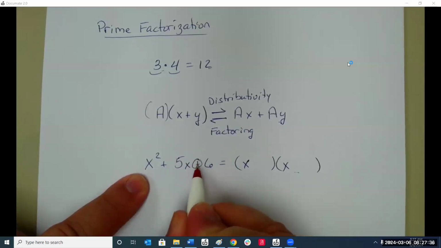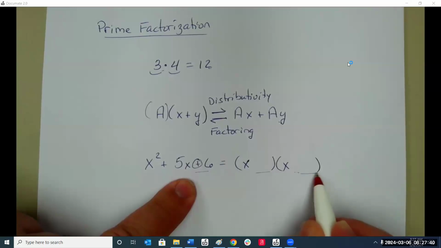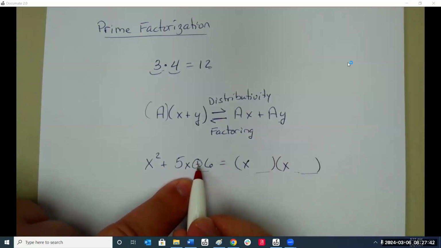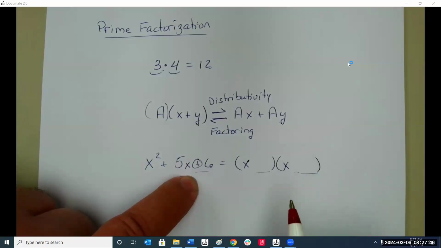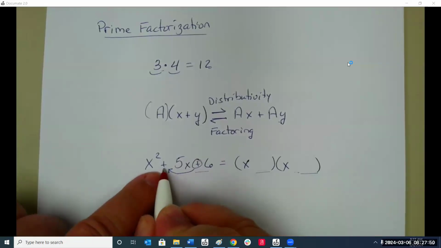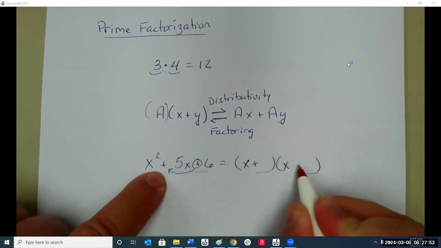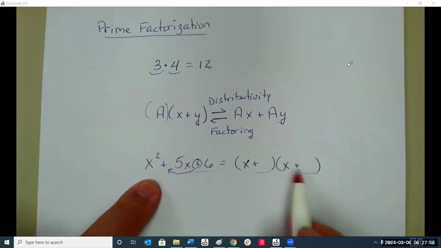This one's important because this number comes from this times this. And the only way it can be positive is if the signs are the same. So you look at the first sign. Since the first sign is a plus, that means both of these have to be the same. They have to be plus. If it was a minus, they'd both be minuses.